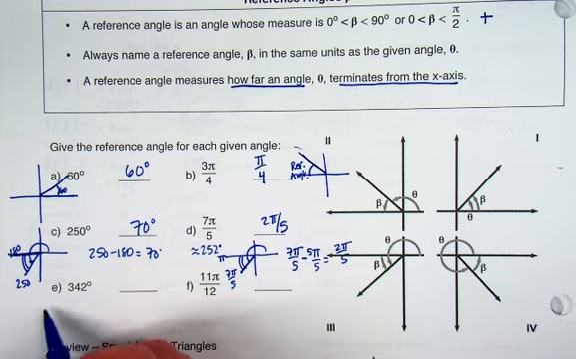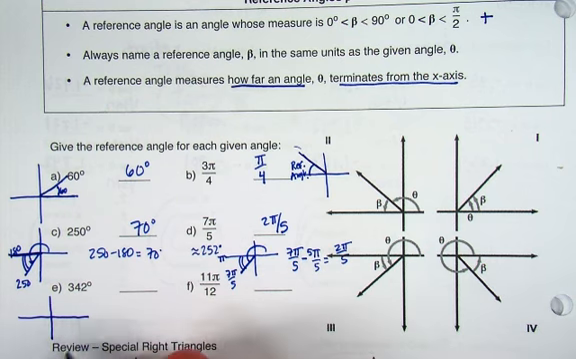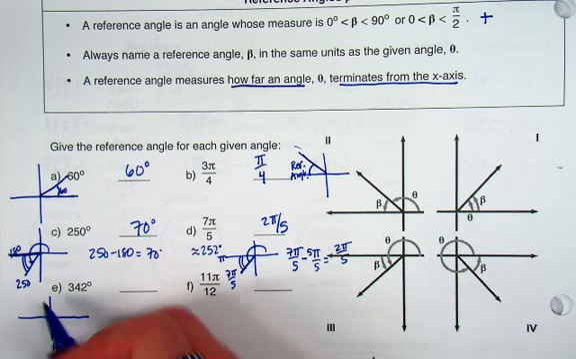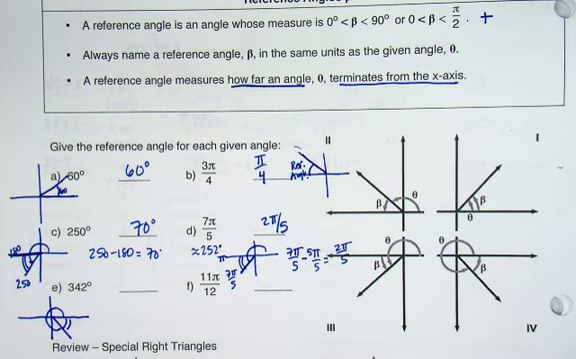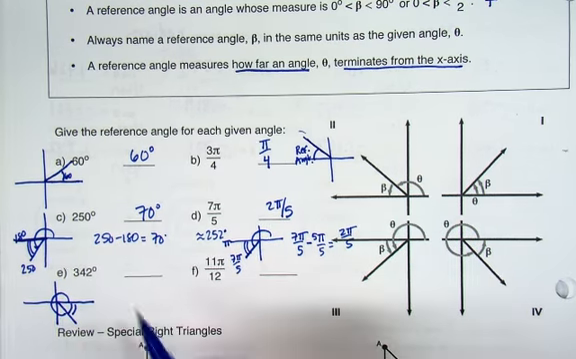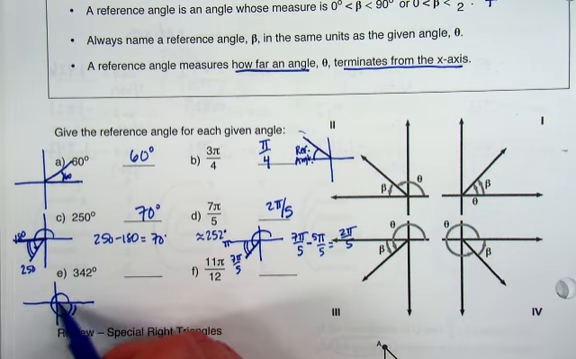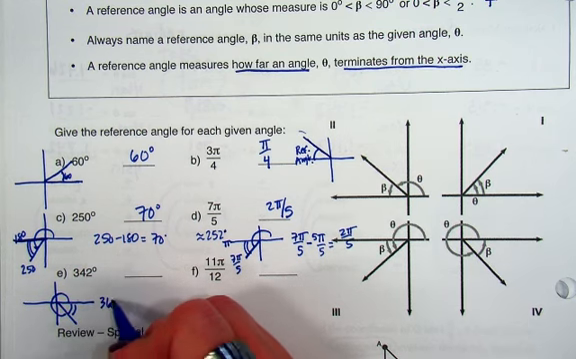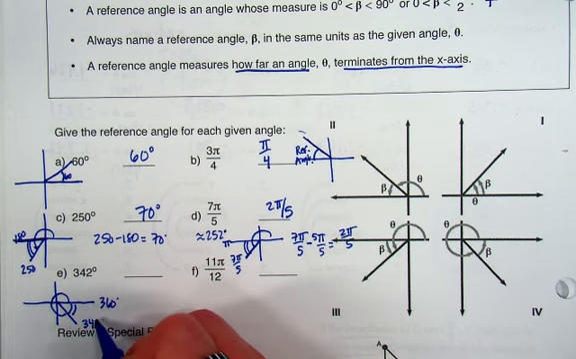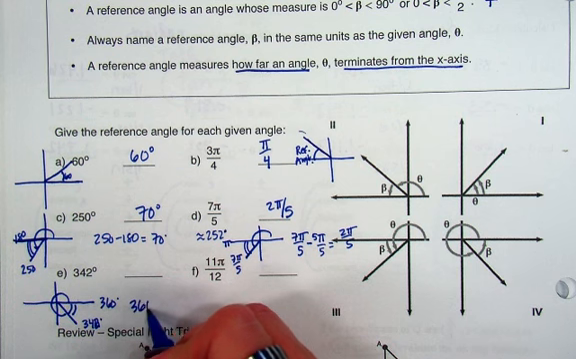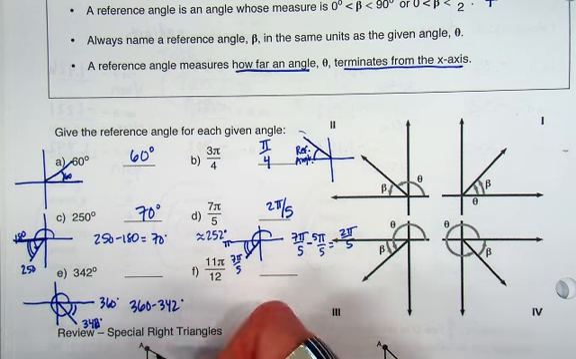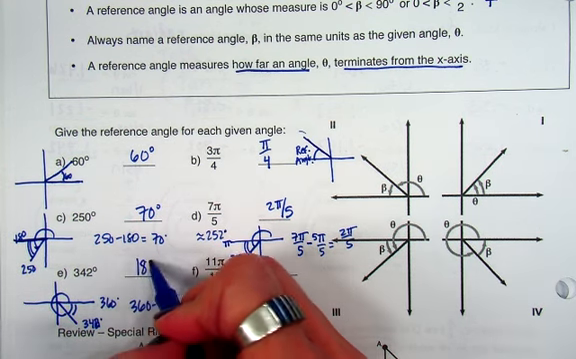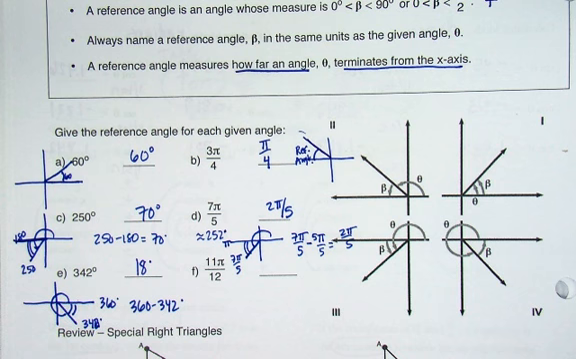342. Which quadrant am I in? So for this one, I'm in quadrant 4 with 342, and I want to figure out this distance. Again, how far is it away from the closest x-axis? So what would that be? Well, it would be my entire circle, which is 360, minus the 342 to figure out that difference. And so I would just subtract and get 18 degrees as my reference angle.